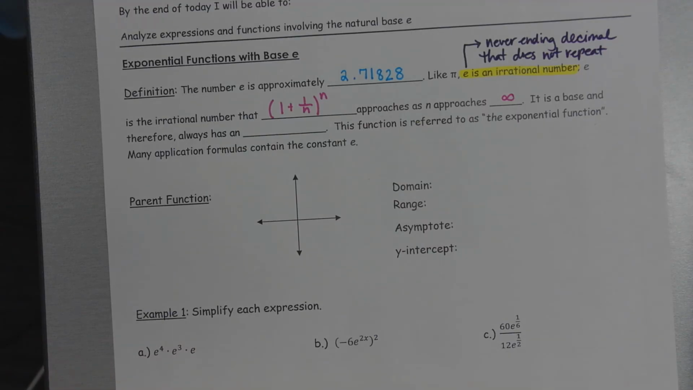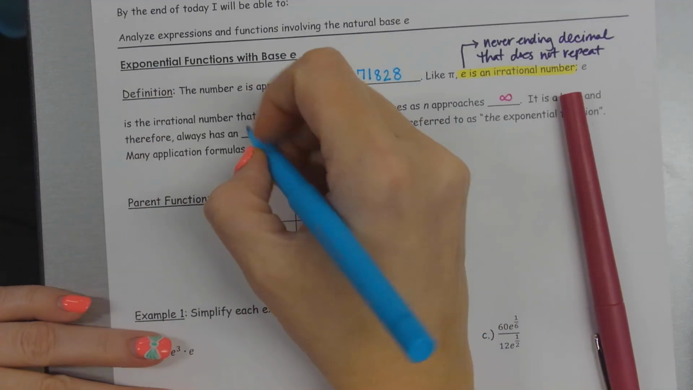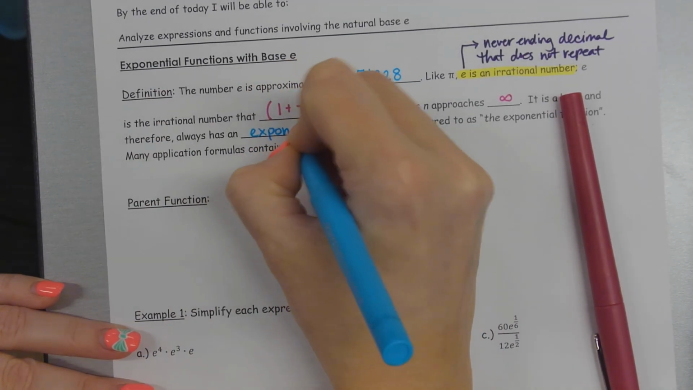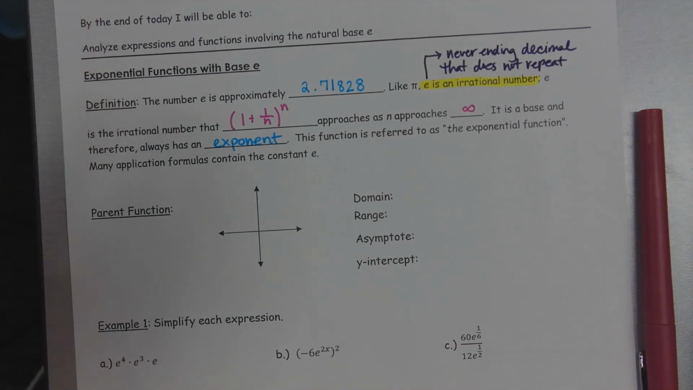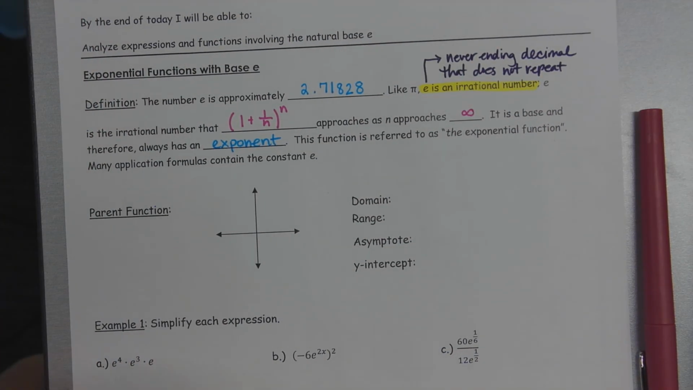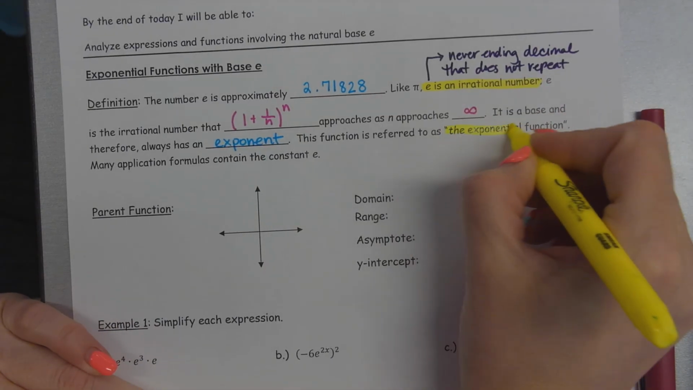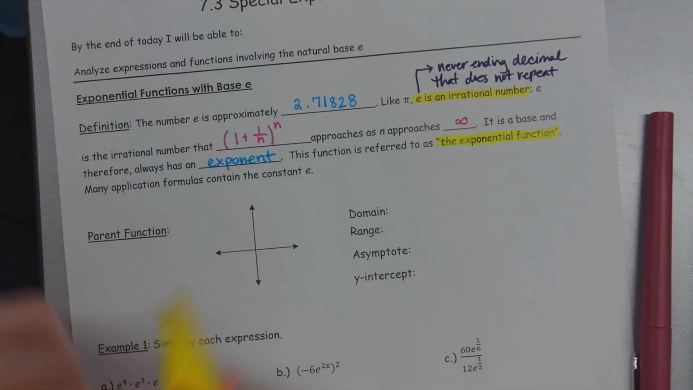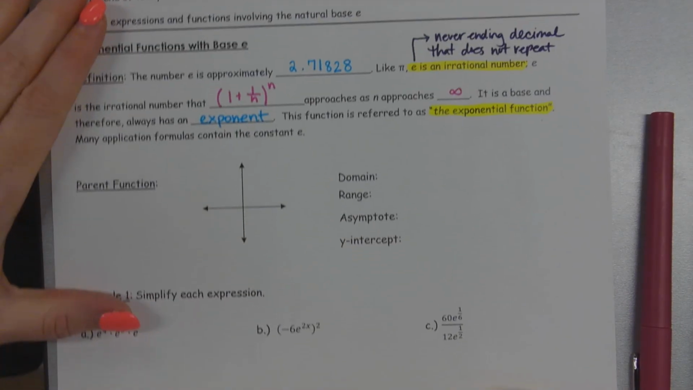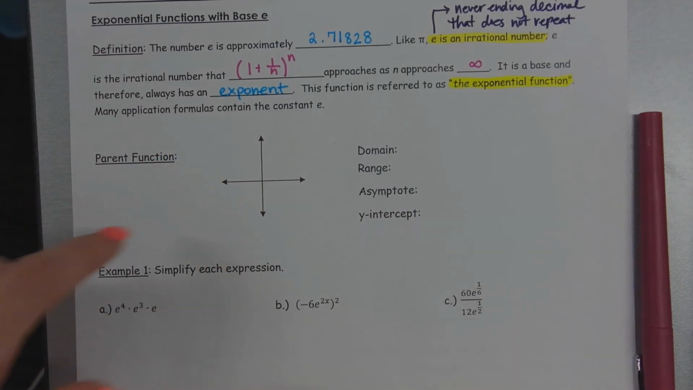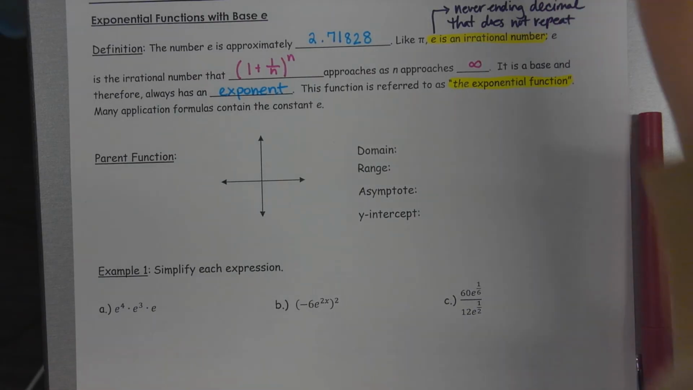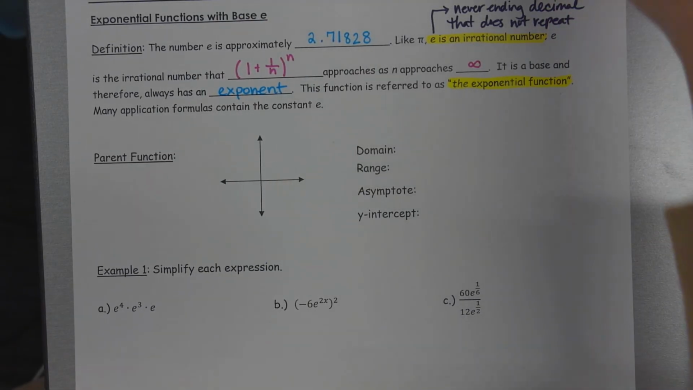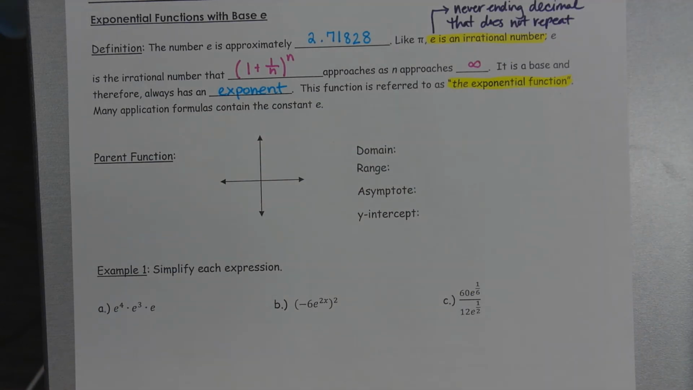It's a base, and therefore that means it is always going to have an exponent. So it can't just be e to nothing. At the very least, it's e to the first. Sometimes you will see that it is referred to as the exponential function. Many application formulas have this constant e, so we're going to be talking about those as well. If you have done interest before, you may have done the PERT formula. That's something that we're going to look at today.